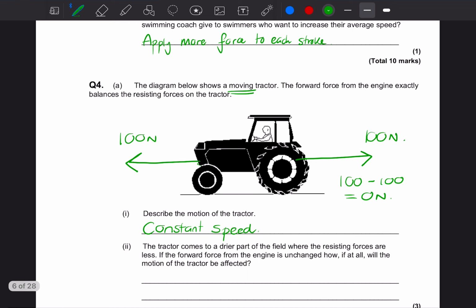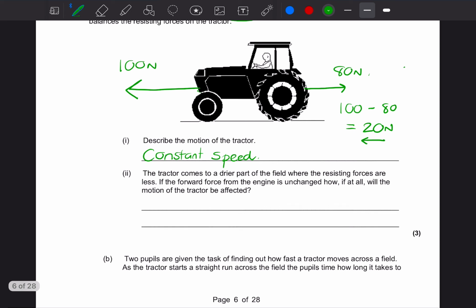So we can take this backward force, we can change it. I'll get rid of that as well. So we get rid of the backward force. And so let's say that they are now less. So let's say that they've gone to 80 newtons. So we'd have 100 minus 80, which would give us 20 newtons acting in the direction of the largest force, so 20 newtons that way. So it would accelerate, and it would accelerate forward.